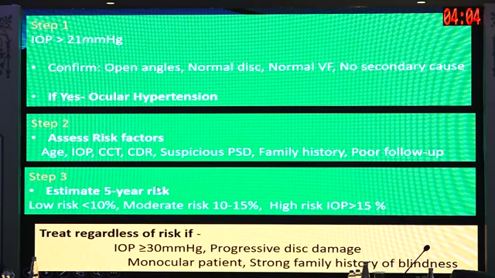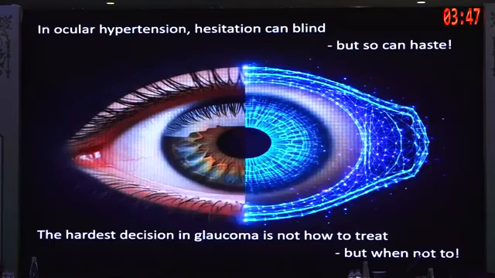Step 3 is estimate the 5-year risk, low, moderate and high, and treat regardless of risk if IOP is more than 30, as we saw in the last case, progressive disc damage, monocular patient, strong family history. In these cases, we need to start early treatment.